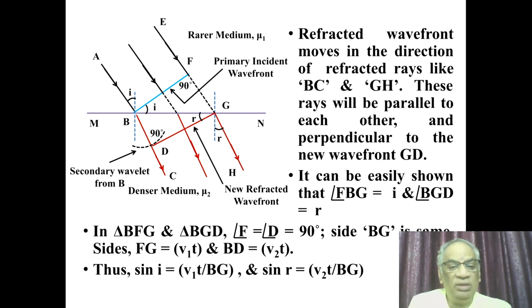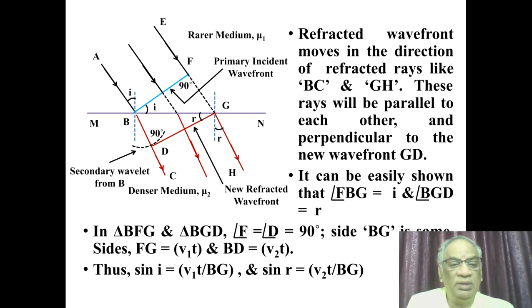Now again, following simple geometry principles, it can be easily shown that angle FBG is equal to the angle of incidence i, and angle BGD is equal to the angle of refraction r. Now if we see the two triangles, triangle BFG and triangle BGD, we can see that angle F is equal to angle D, which is a right angle, that is 90 degrees.